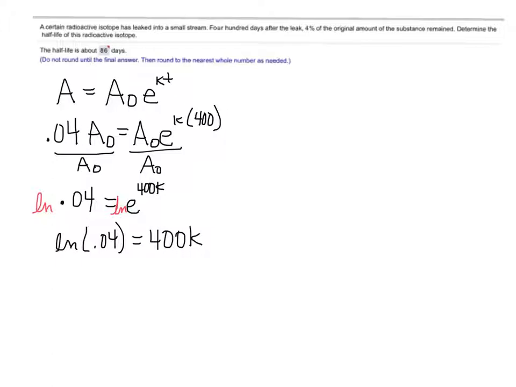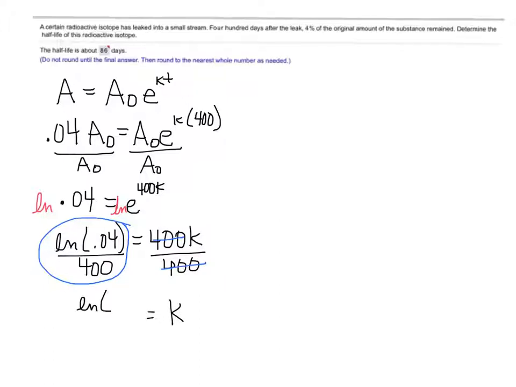Now to solve for k, we need to divide both sides by 400. And in this problem it says round to the nearest whole number as needed, but don't round until the final answer. So we're going to leave this just like this. This is what k is equal to. 400s cancel out. So that's what our k is equal to: natural log of 0.04 divided by 400. That's just a number, but we don't want to round it off yet, so we're going to leave it like that.